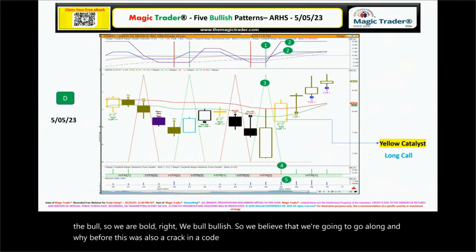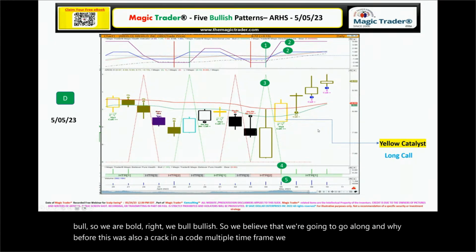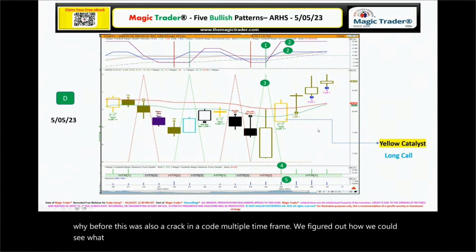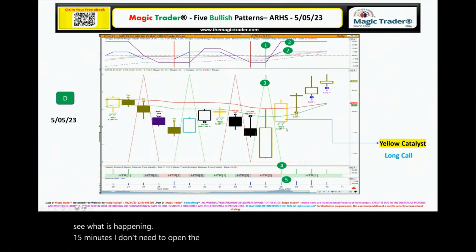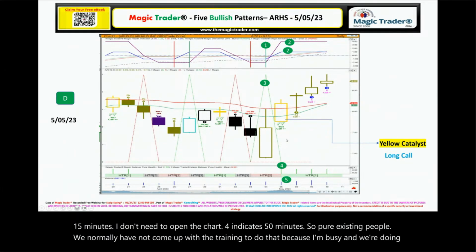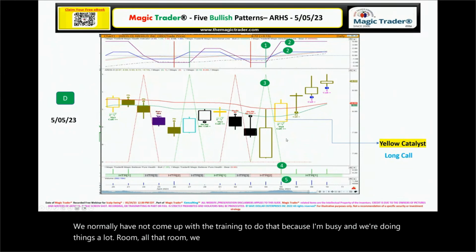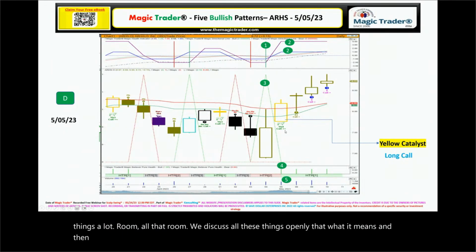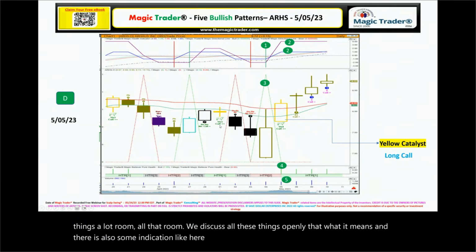Multiple time frame: we figured out how we could see what is happening in 15 minutes. I don't need to open the chart. 4 indicates 15 minutes. So for existing people, we normally have not come up with the training to do that because I'm busy and we're doing things. In the alert room, we discuss all this openly. That's what it means. And there is also some indication, like here, 60 minutes, right?